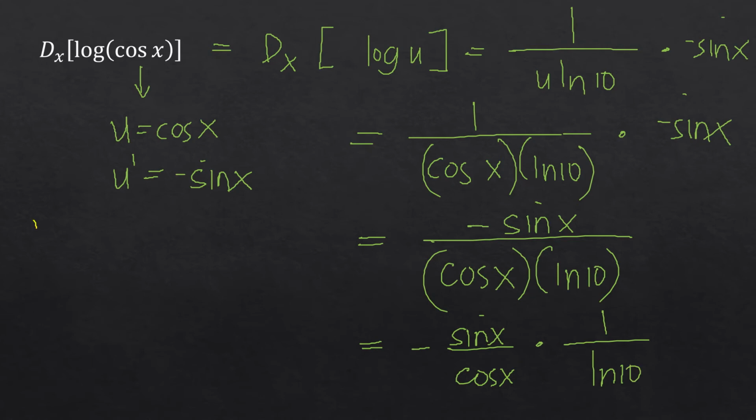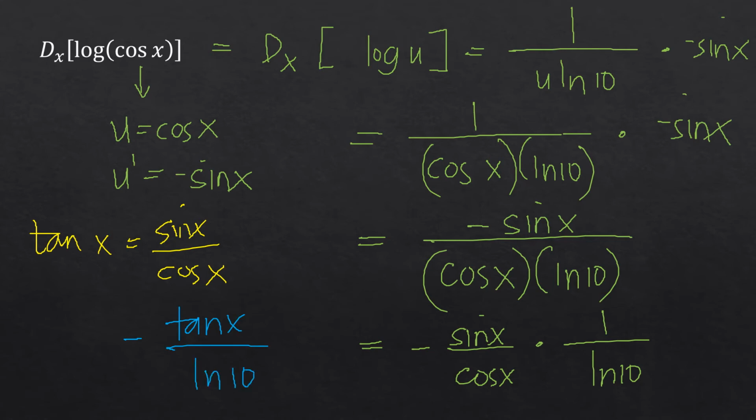And since tangent x is equal to sine x over cosine x, then we can just replace that. So our final answer will now be negative tangent x over ln of 10. See, we need to replace this into negative tangent x.